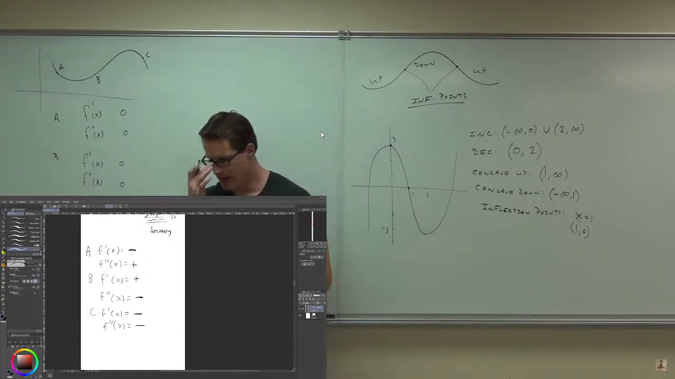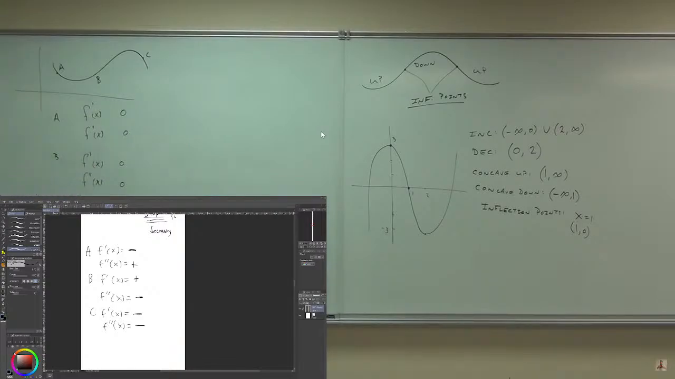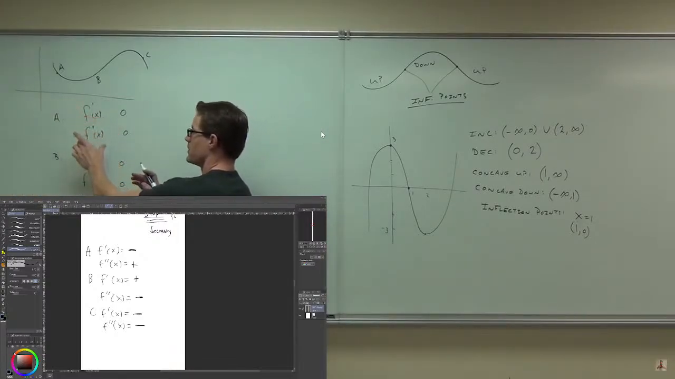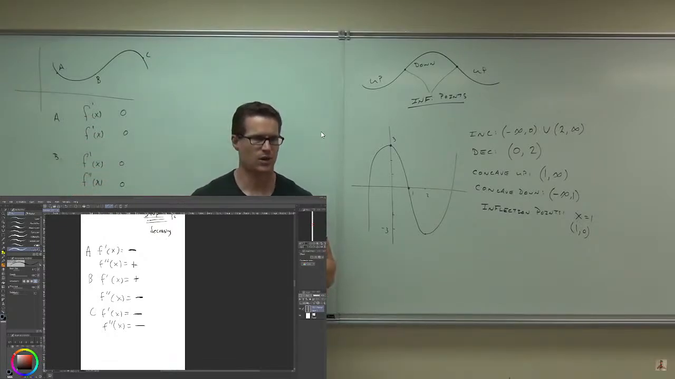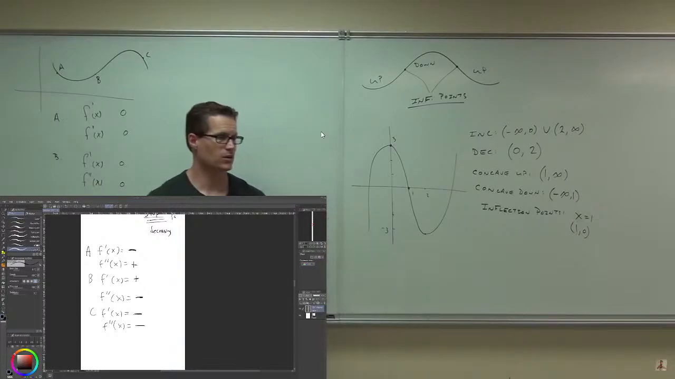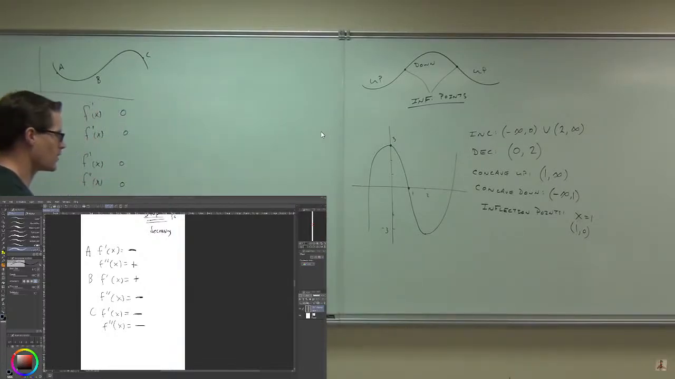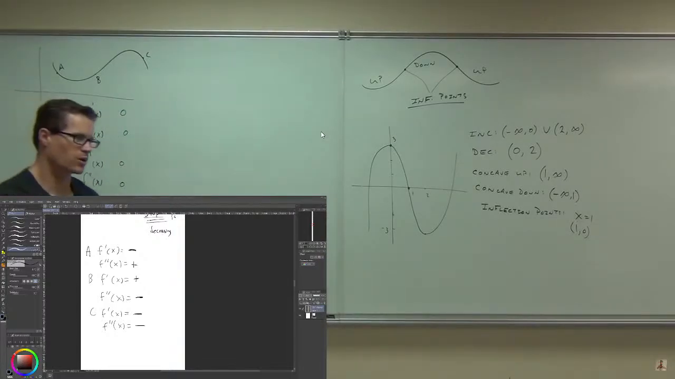Hopefully. Now, at each point, here's what I want to do. I want to determine whether our first derivative and second derivative are positive or negative. So let's take a look at it. Let's look at point A. I'll help you out with point A, and then the rest of it I want you to do on your own. Just practice it.